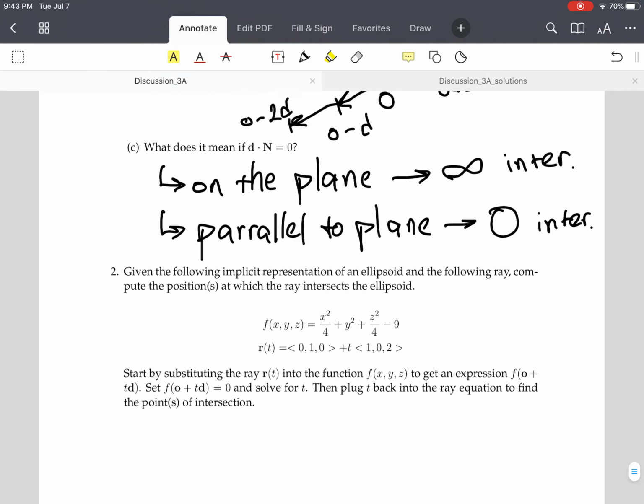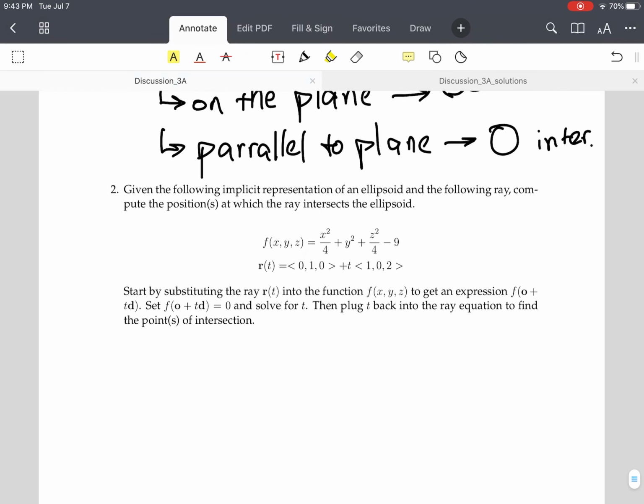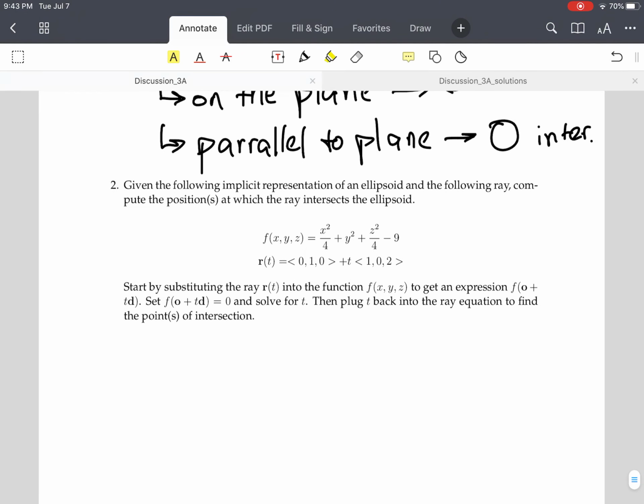Okay, so let's keep going. The next question is, given the following implicit representation of an ellipsoid and the following ray, compute the positions at which the ray intersects the ellipsoid. So f of x, y, z is equal to x squared over 4 plus y squared plus z squared over 4 minus 9. That's the equation of an ellipse, or 3D ellipse.